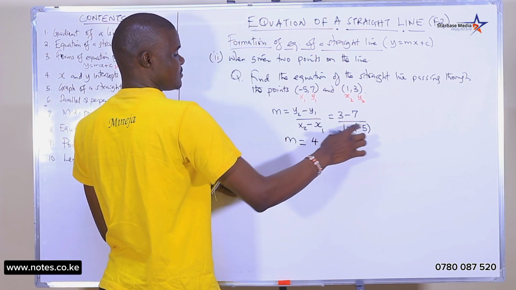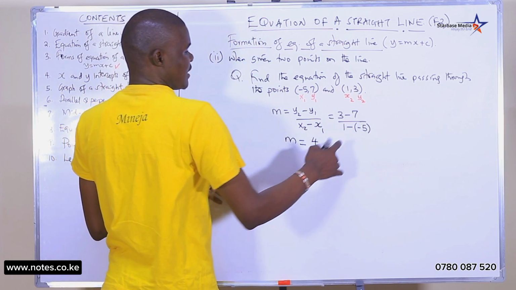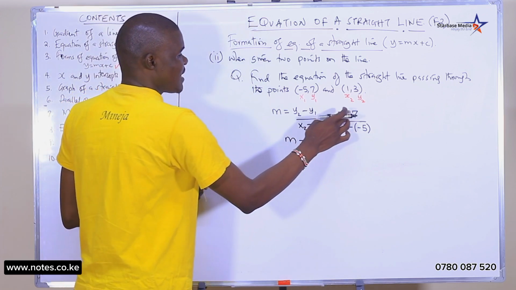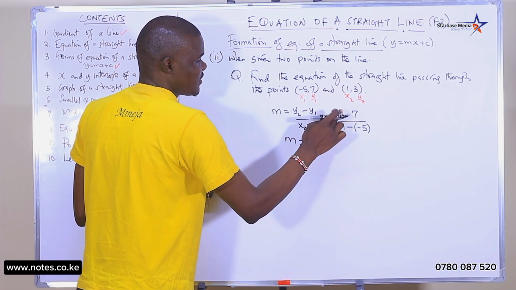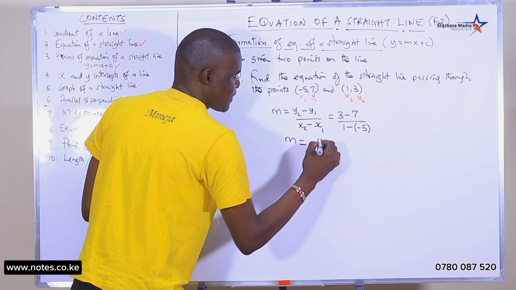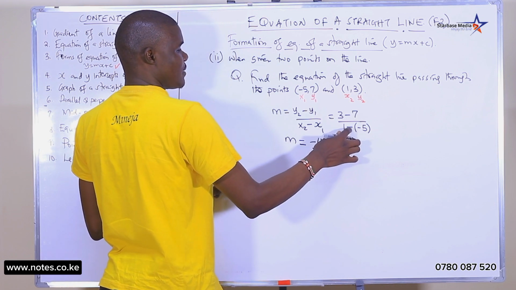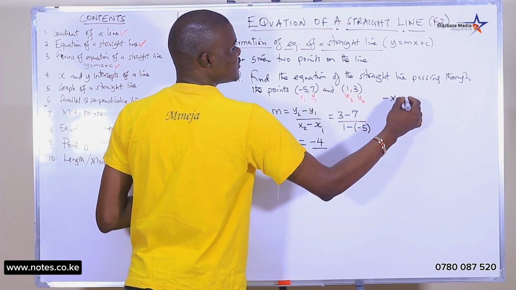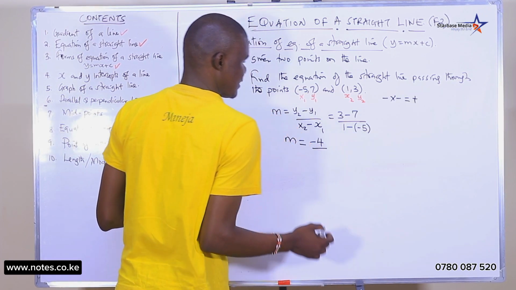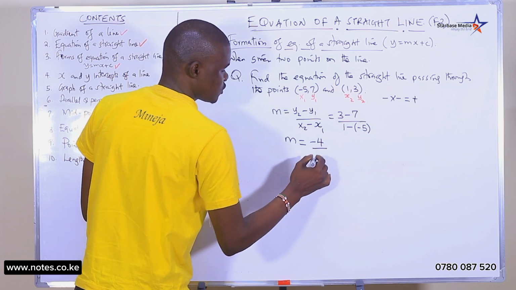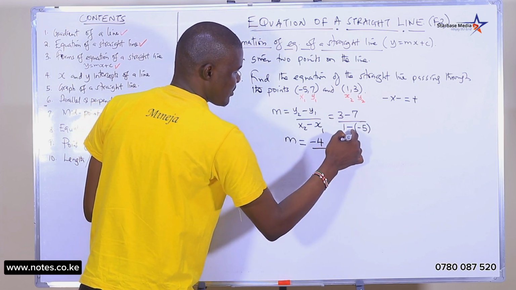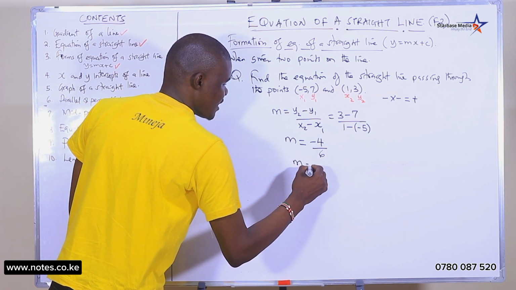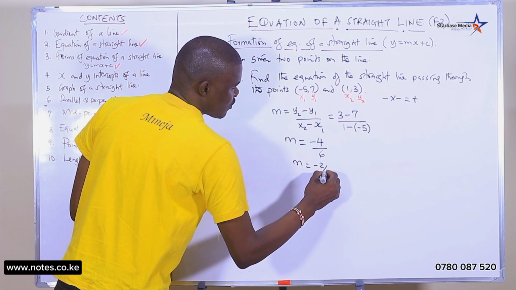So our m, which is the gradient, will be: this is plus, it becomes negative. This is 3 minus 7. 3 minus 7 is negative 4 over 1 minus negative 5. Negative times negative is equals to positive. Have that in mind. So we are going to have 1 plus 5, which is 6. When you simplify this, your m is negative 2 over 3.